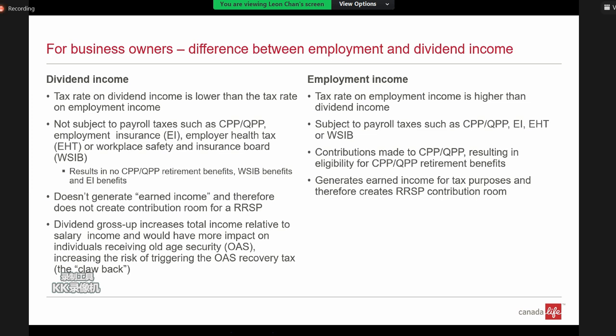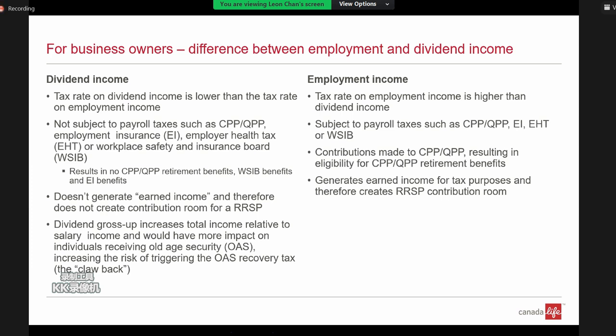In addition, the dividend gross up increases that total income relative to salary income. And it would have more of an impact for individuals, let's say if they're already receiving old age security, because that can trigger or increase that risk of a clawback on those benefits that you might receive.